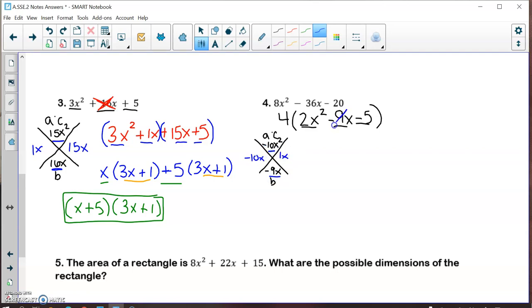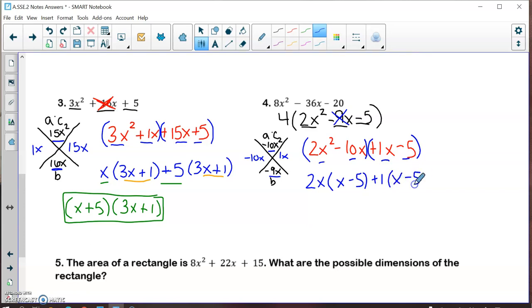So I'm going to rewrite the 2x squared minus 9x minus 5 as 2x squared minus 10x plus 1x minus 5. Using the grouping method, I'm going to factor out a 2x from my first two terms, and I'm left with an x minus 5, which means I would need to factor out a plus 1 out of my next two terms to be left with an x minus 5.